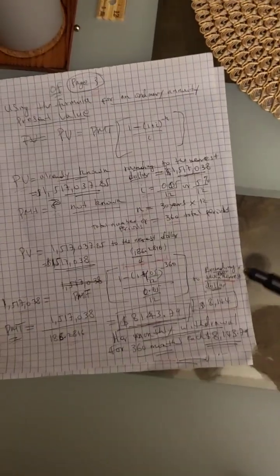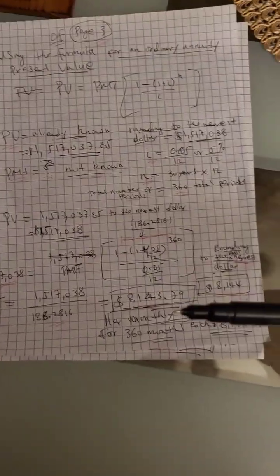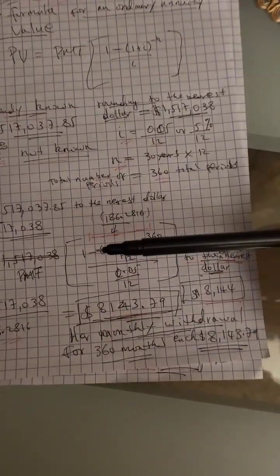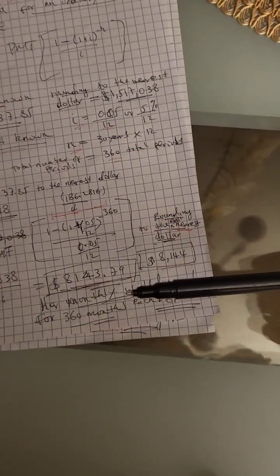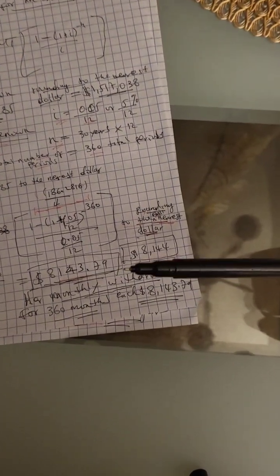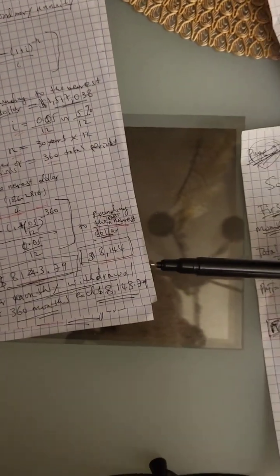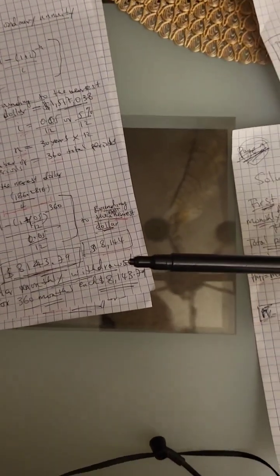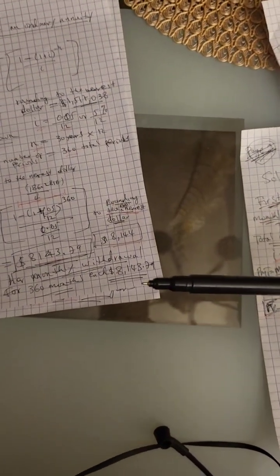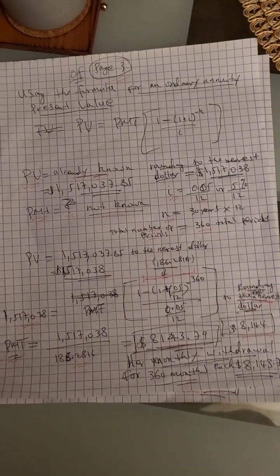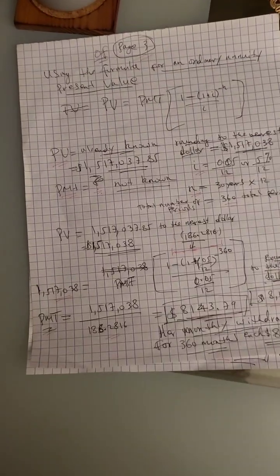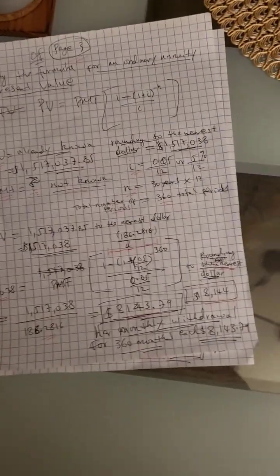Because she only has $1,570,038 for 30 years, she will withdraw only $8,144 every month for 30 years. Okay, this is the solution. If you have any questions, I can answer for you. Thank you for now. Let's run the second problem.